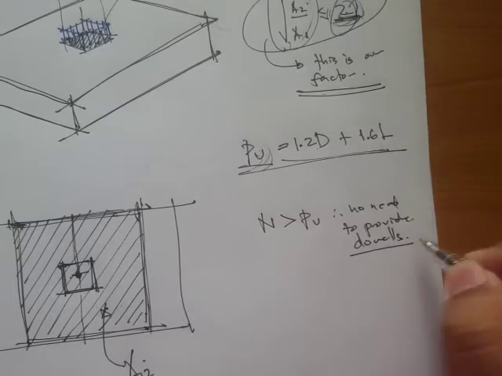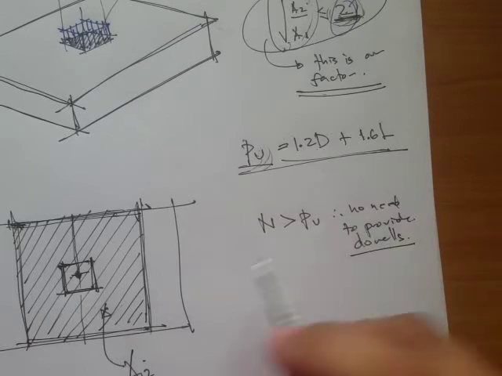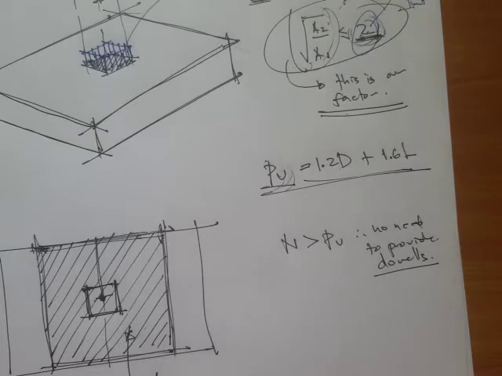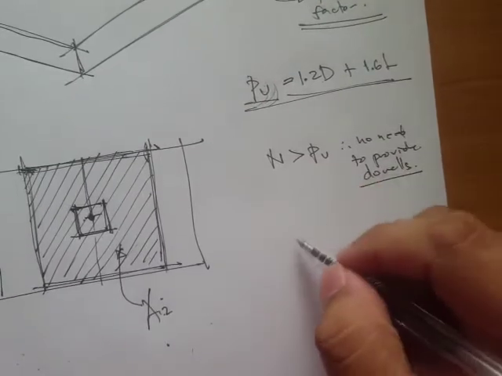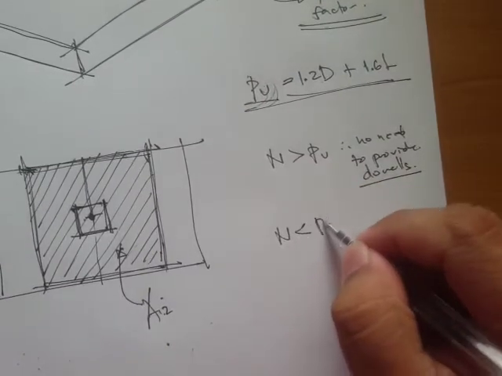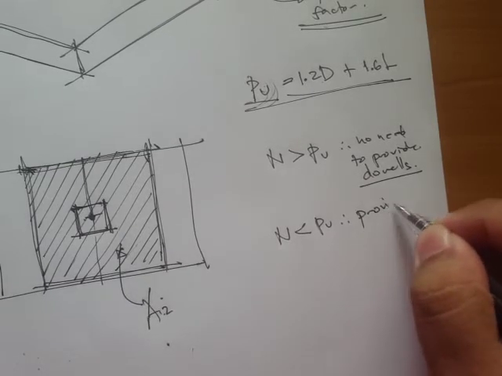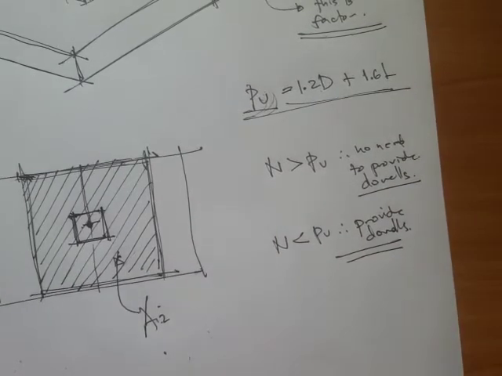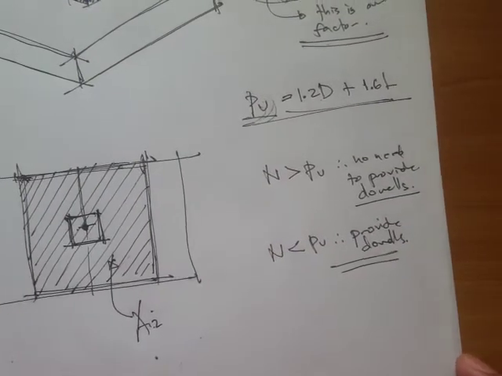Dowels are like transfer steel, a steel that's going to be provided to accommodate the extra loads. So no need to provide dowels, but if N is less than Pu, then provide dowels. Okay, so now let's go back to our problem.